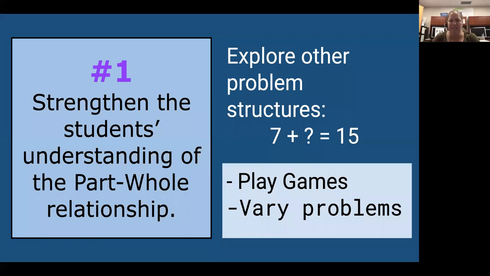So instead of looking at, for example, 7 plus 8 equals question mark, we can look at 7 plus something equals 15. And when I was a kid, I probably would have been taught to use subtraction to solve this problem. And our kids will too. Some of them might use subtraction and some of them might use other strategies, but either way, they're going to find this missing piece. So there's lots of different things that you can do here, but here are 2. So 1, play games, and 2, vary the problems. And we're going to dig into both of those for just a minute.